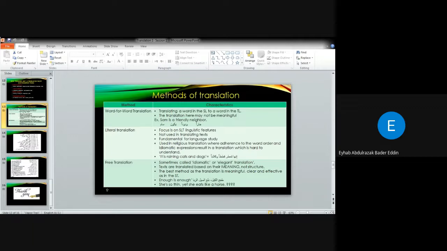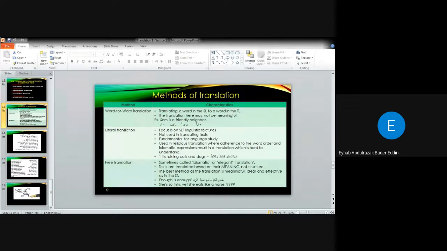So again, I was talking about word for word translation, and we said that the meaning that you got from this approach or this method of translation is not meaningful. I just gave you a simple example. Sam is a friendly neighbor. You just give each word its meaning under or over that word, like Sam يكون ودودا جارا. And you used to do this when you were at elementary school, when you used to write just the meaning of each word over it.